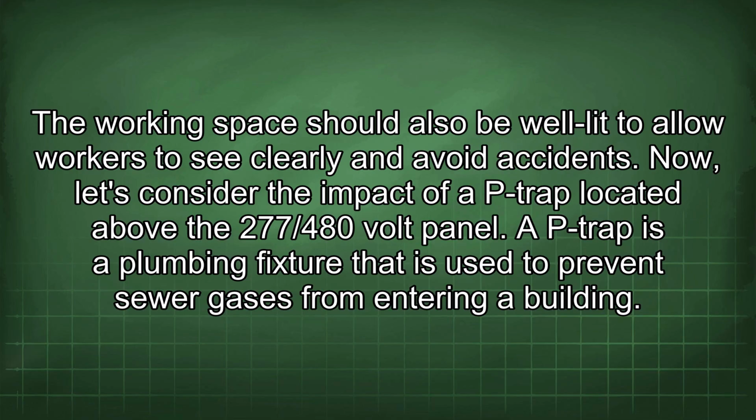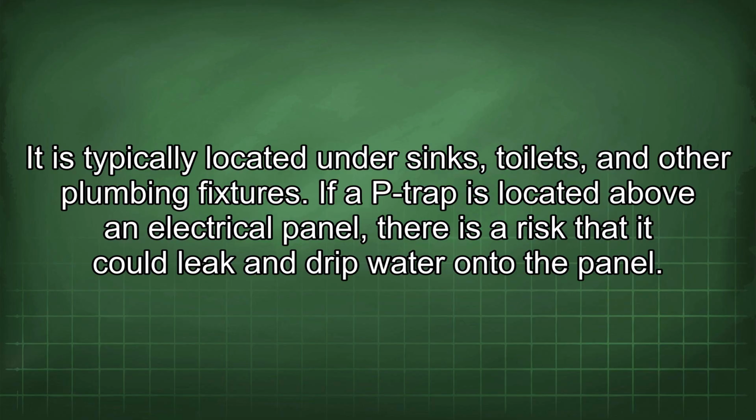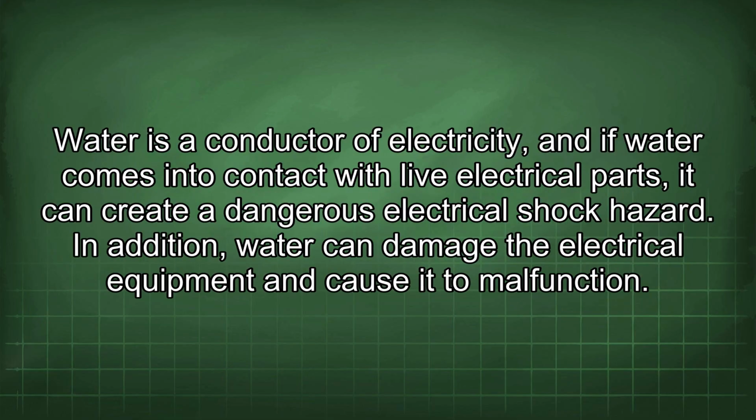Now let's consider the impact of a P-trap located above the 277/480 volt panel. A P-trap is a plumbing fixture that is used to prevent sewer gases from entering a building. It is typically located under sinks, toilets, and other plumbing fixtures. If a P-trap is located above an electrical panel, there is a risk that it could leak and drip water onto the panel. Water is a conductor of electricity, and if water comes into contact with live electrical parts, it can create a dangerous electrical shock hazard.